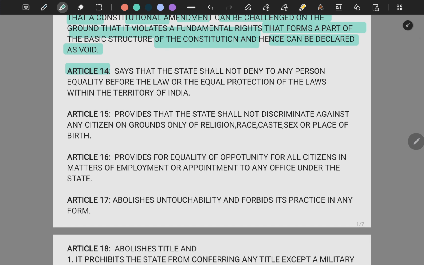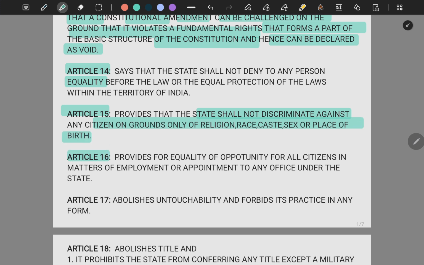Article 14 says that the state shall not deny to any person equality before the law, or the equal protection of the laws within the territory of India. And Article 15 states that the state shall not discriminate against any citizen on grounds of religion, race, caste, sex, or place of birth.